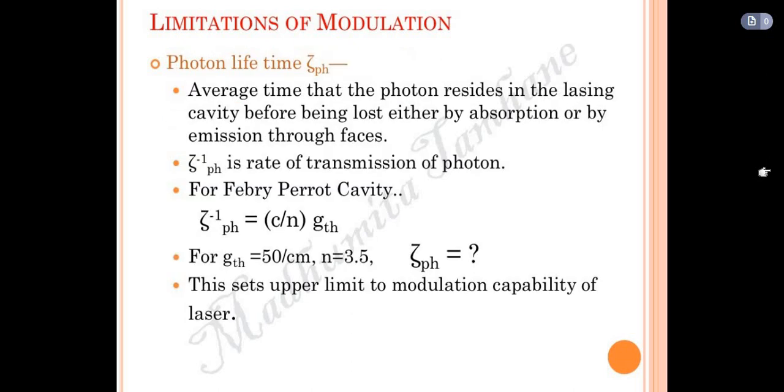The next one is the photon lifetime, tau ph. It is the average time that the photon resides in the lasing cavity before being lost either by absorption or by emission through the phases. That is also going to occur. So that is another limitation of modulation.